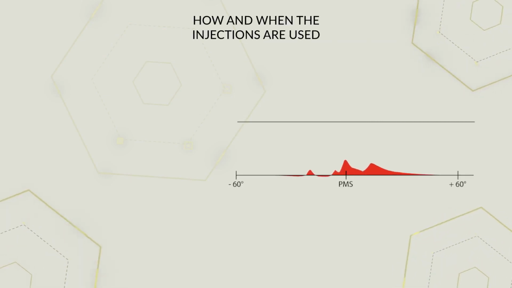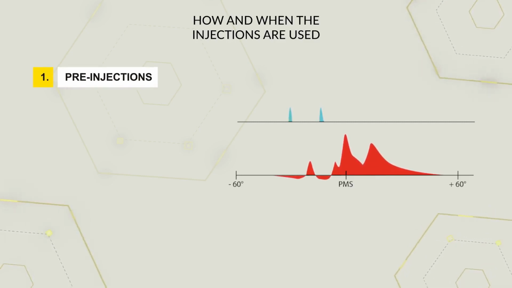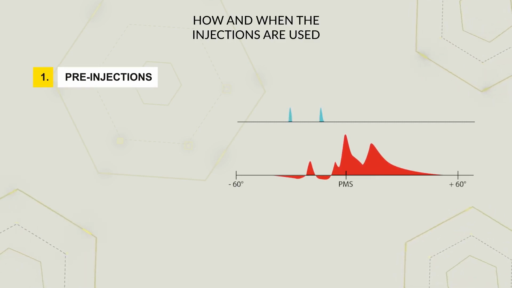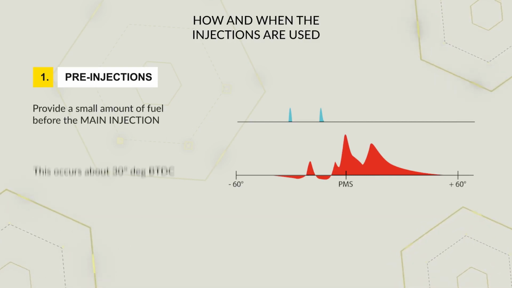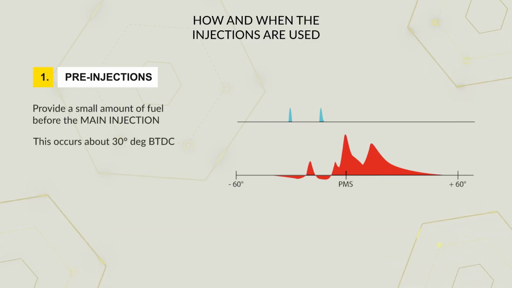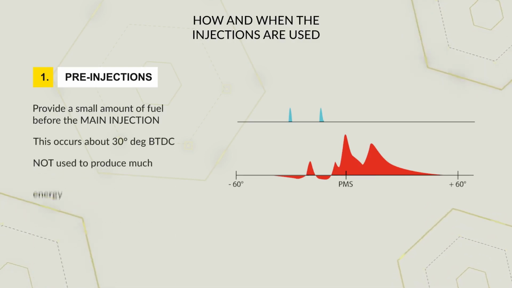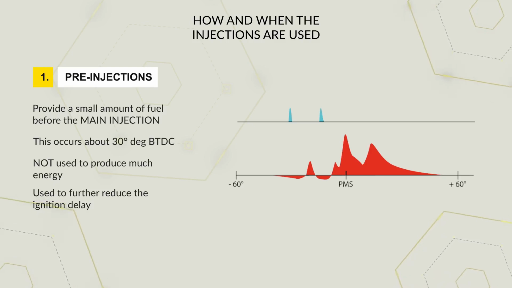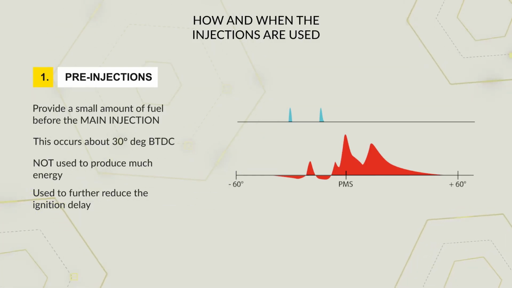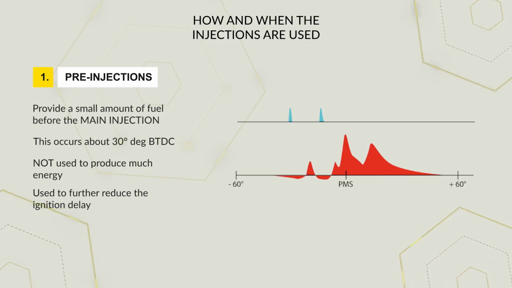After having seen the basic information on multi-injections, let's take a look in greater detail at how and when they are used. Pre-injections, also called pilot injections. They provide a small amount of fuel before the main injection, which occurs at about 30 degrees before top dead center. They are not used to produce much energy, but are mainly used to further reduce the ignition delay, preheating the combustion chamber to facilitate the ignition of the mixture and reduce the shock of self-combustion.